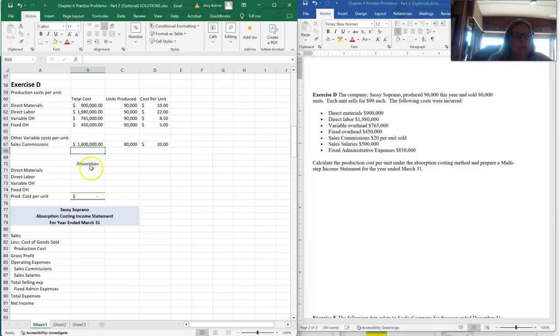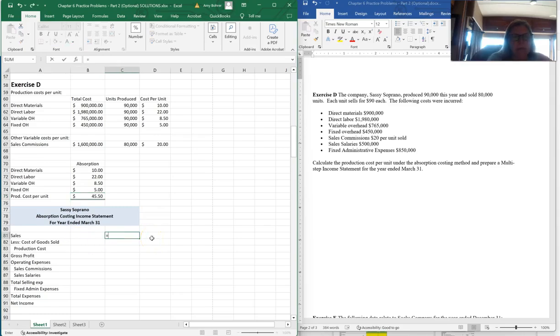So what is our absorption cost per unit? We can just take all these and bring them down. 10, 22, 8.50, and 5. So our total production cost per unit under the absorption method is $45.50. And now it asks us to create an absorption costing income statement. So we're going to go through that process.